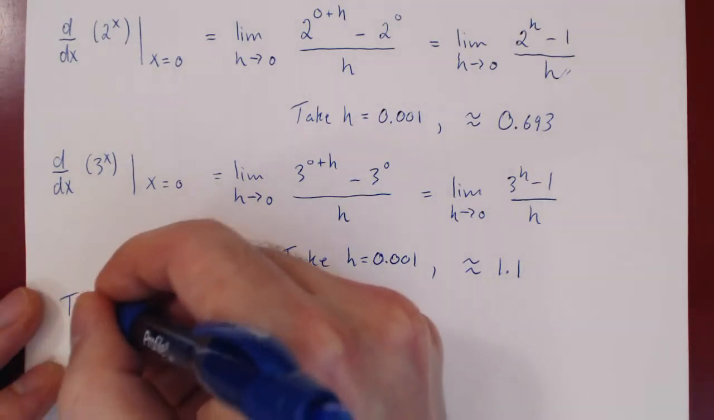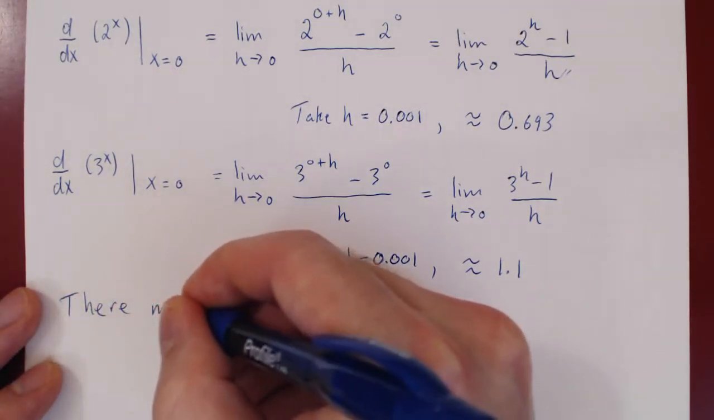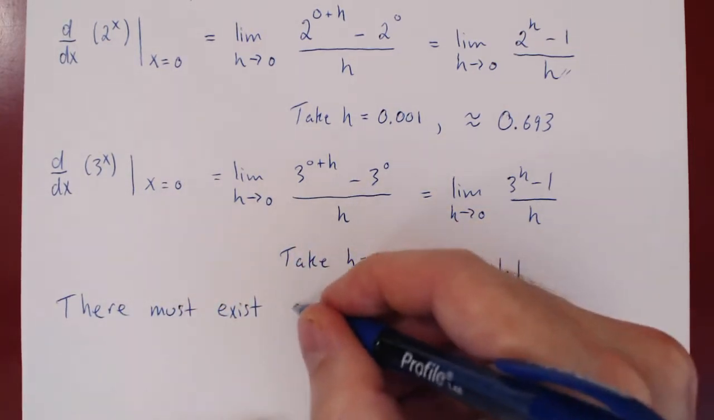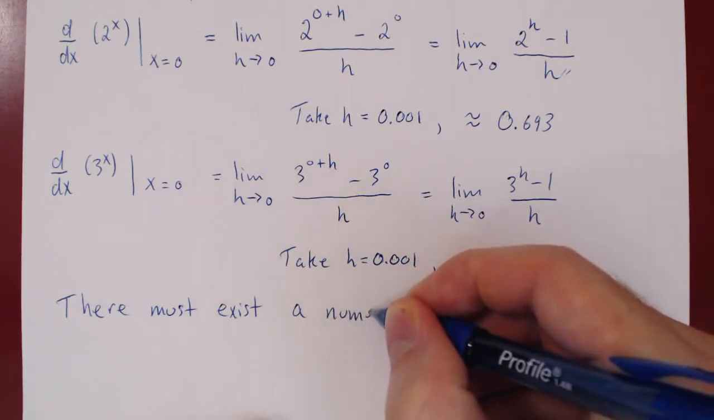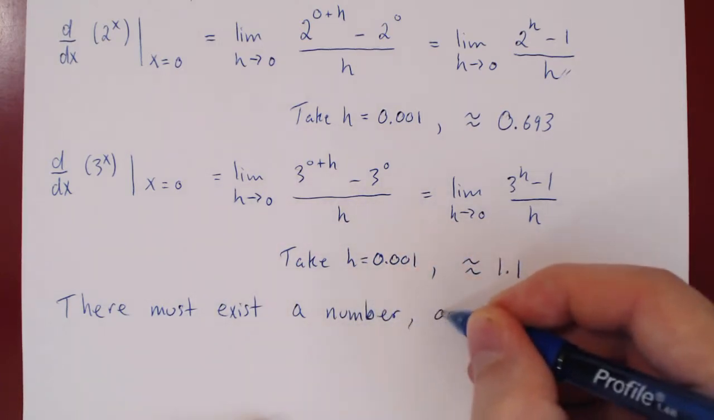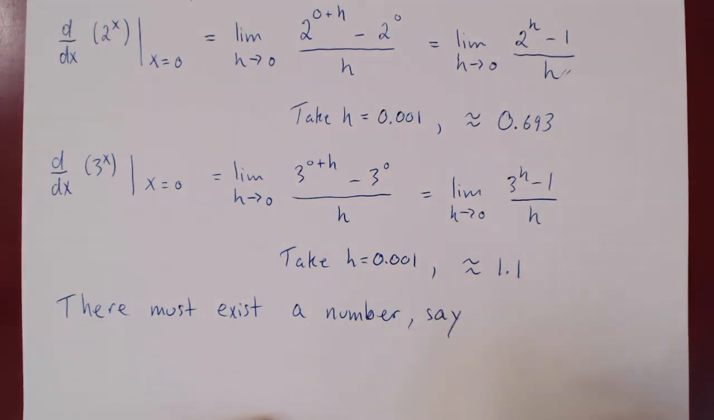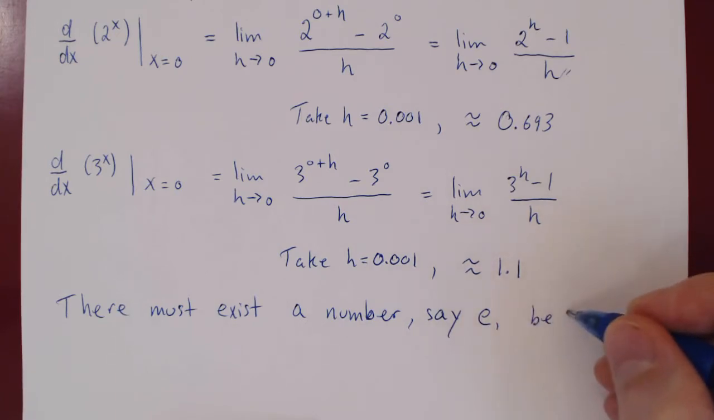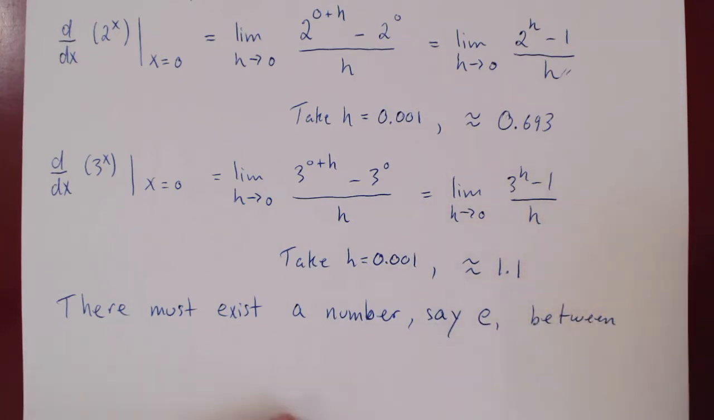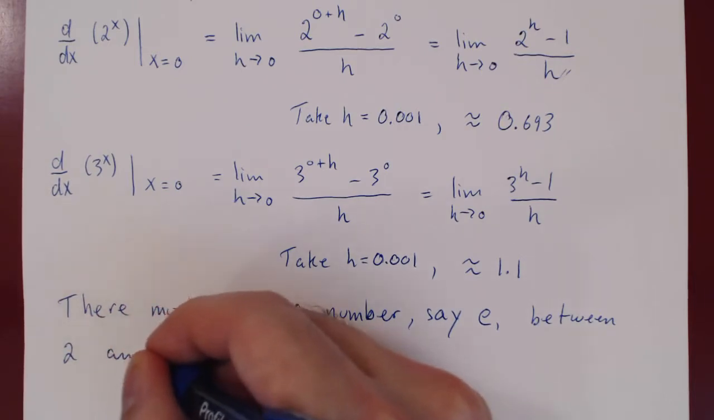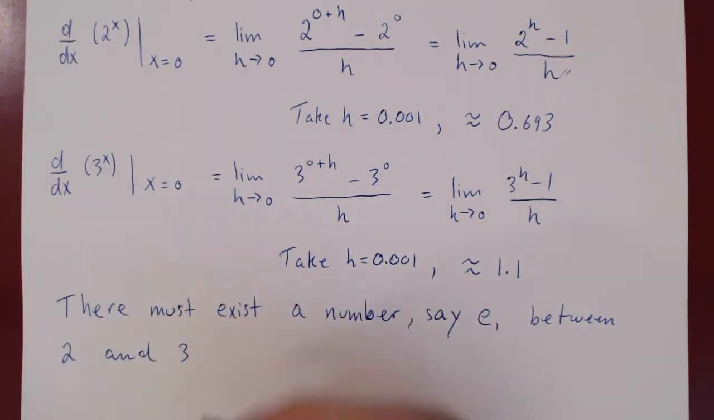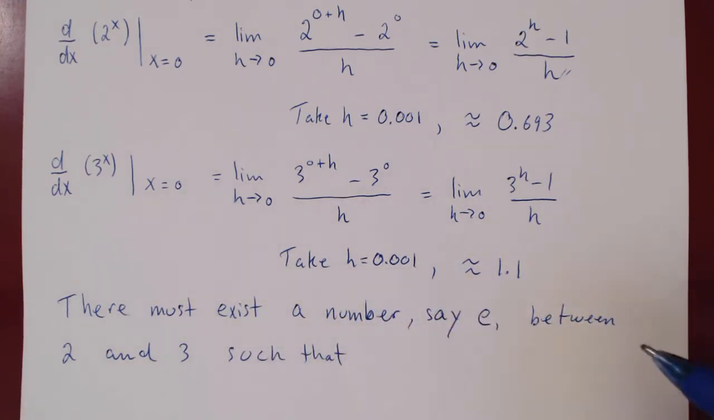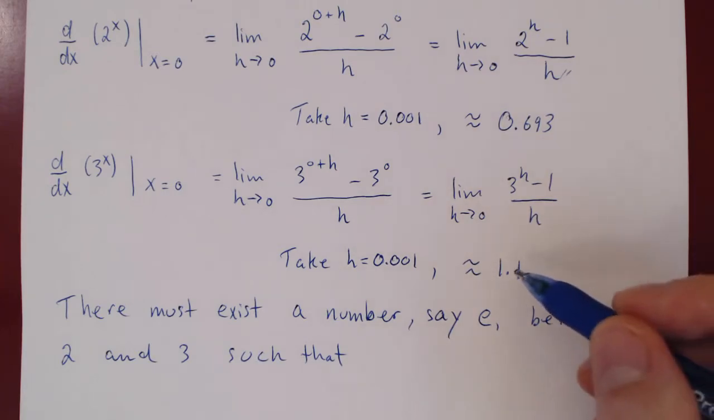So there must exist a number, and we'll call this number e. So there must exist a number, say e, between 2 and 3, such that the slope at 0 is exactly equal to 1.